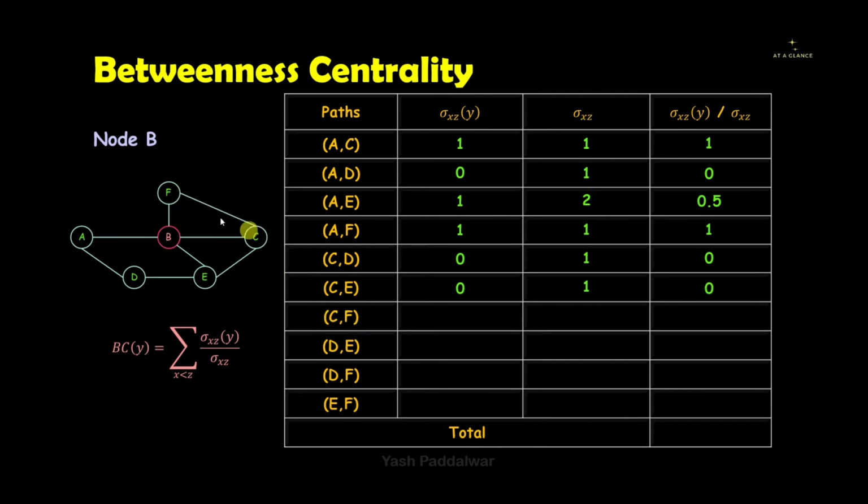Next is CF. Again, it is a direct edge that is connecting these 2 nodes. Hence, the centrality measure will be 0. Next path is DE. DE is again directly connected with each other. Hence, the centrality measure will be 0.